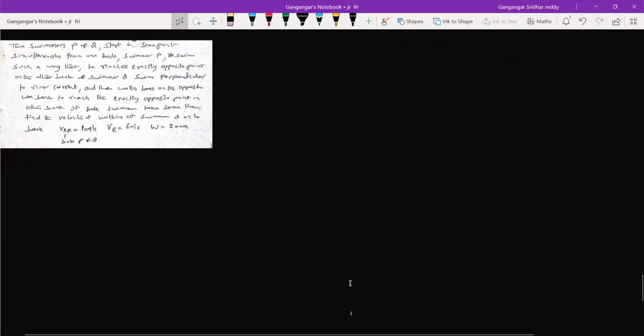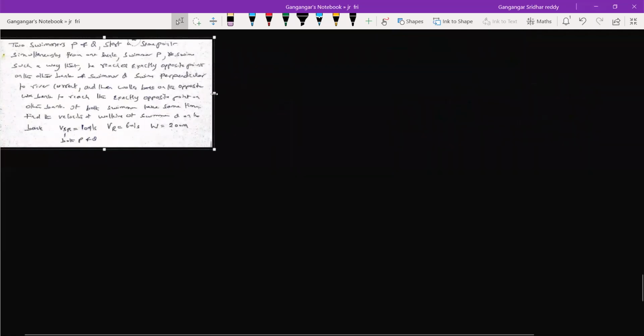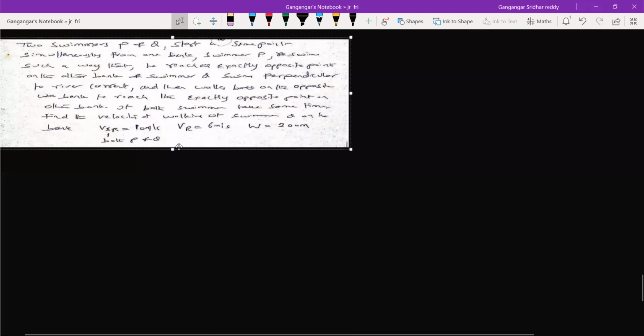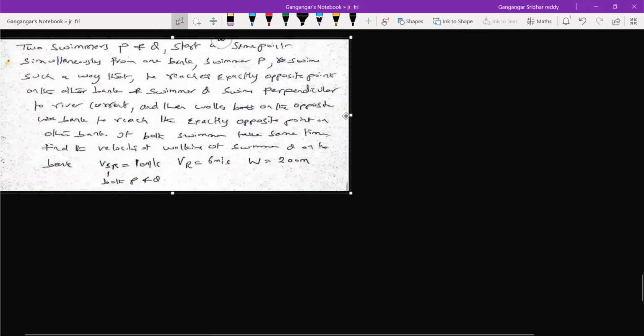It's very simple, again the basic formulas that you know, you have to apply here. Two swimmers P and Q start at the same point simultaneously from one bank. Swimmer P swims in such a way that he reaches exactly the opposite point on the other bank. And swimmer Q swims perpendicular to the river current and then walks on the opposite bank to reach exactly the opposite point on the other bank. Both the swimmers take the same time. Find the velocity of walking of swimmer Q on the bank.